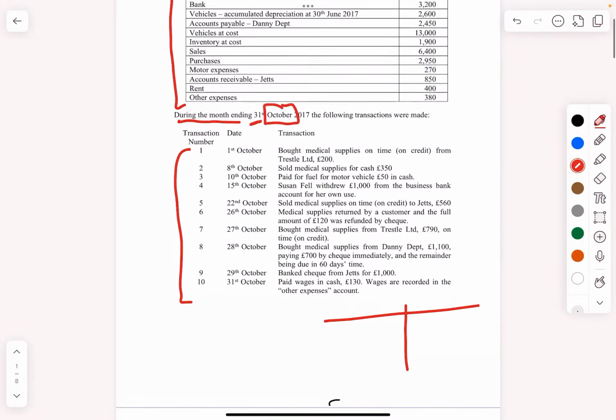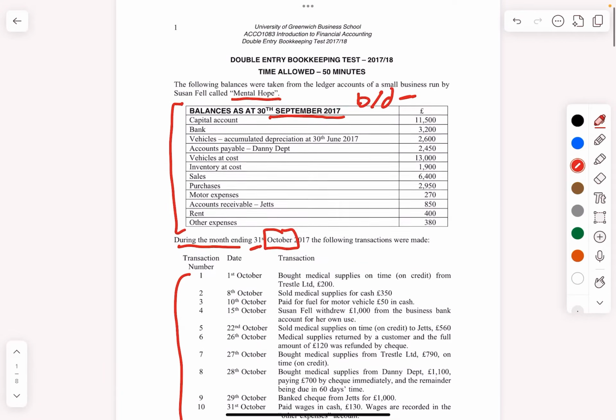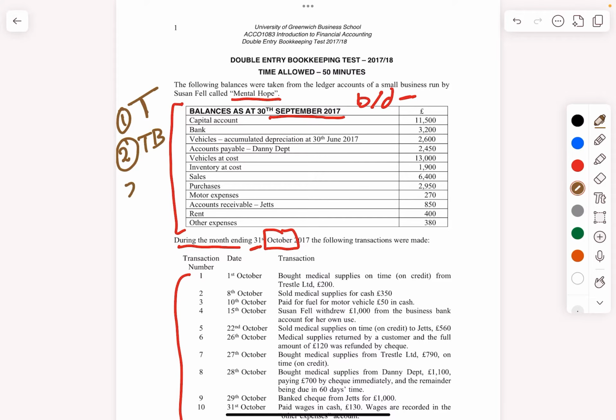Okay, so first things first, we need to do the T accounts. Number one, T accounts. Number two, we will do the trial balance. Number three, we will add the transactions. Okay, let's start. Number one, we're going to do a T account for each of these ones. We're going to open a T and name them.